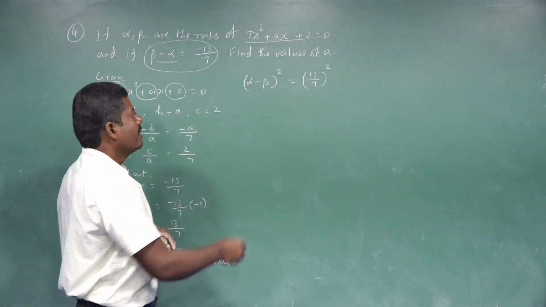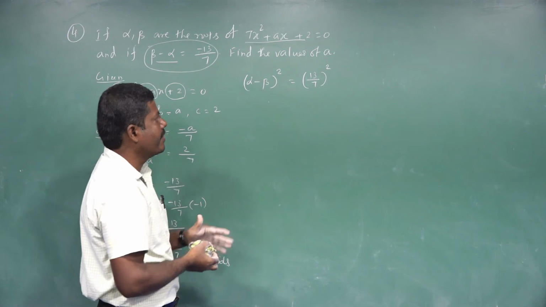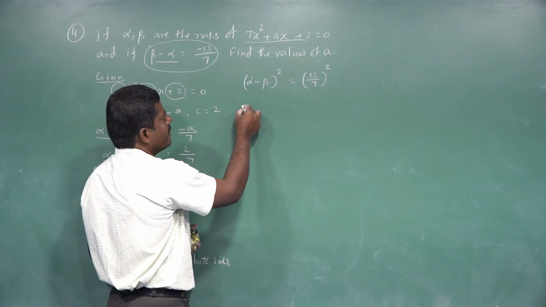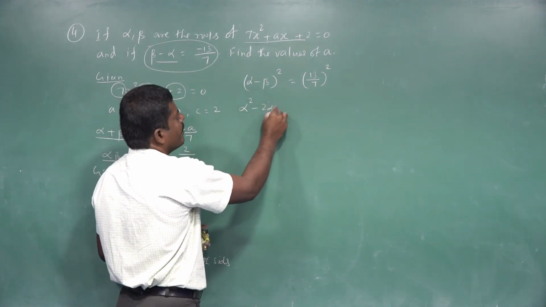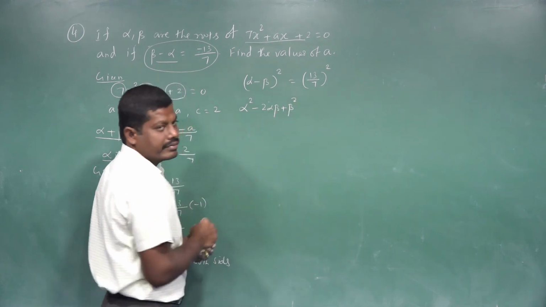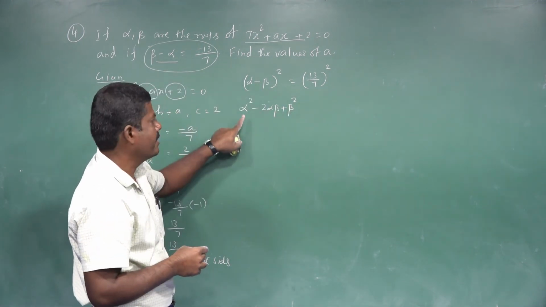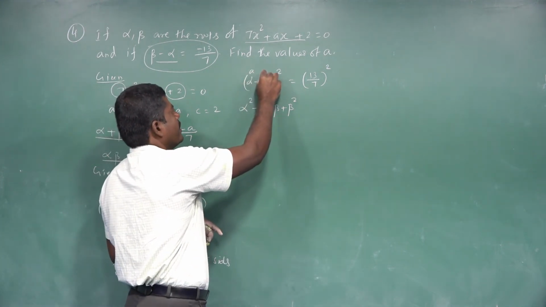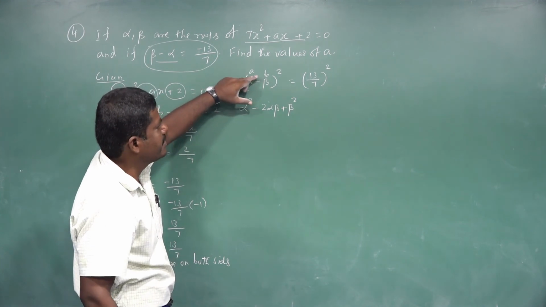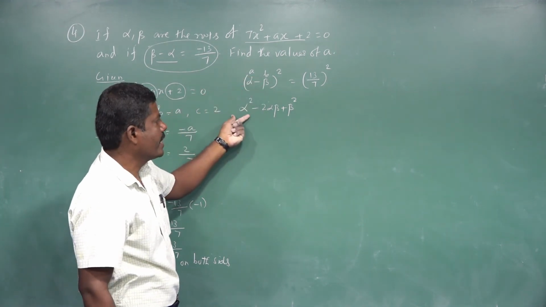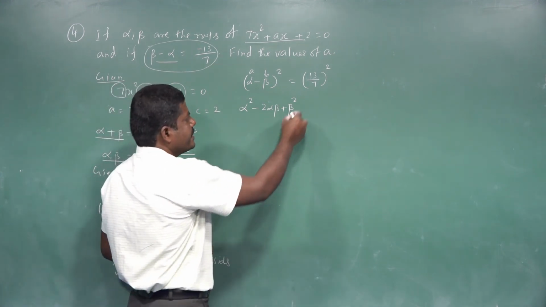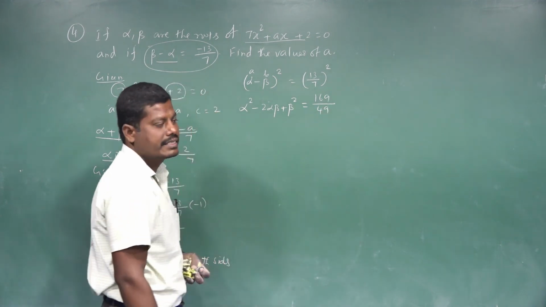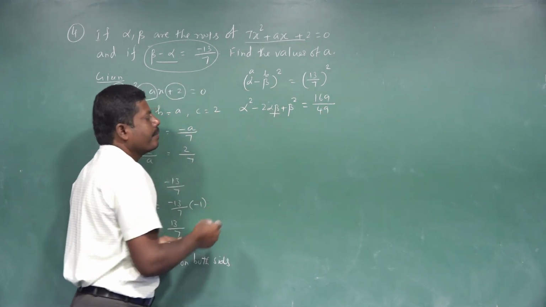Now the left side, alpha minus beta the whole square, is nothing but a minus b the whole square. We know that a minus b the whole square is equal to a square minus 2ab plus b square. Instead of a we substitute alpha, instead of b we substitute beta. We get alpha square minus 2 alpha beta plus beta square, which is equal to 13 square, 169, divided by 7 square, 49.